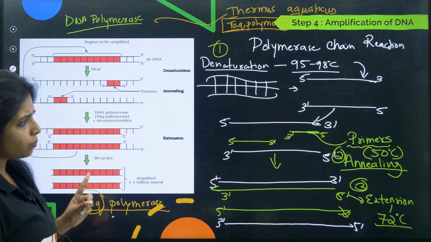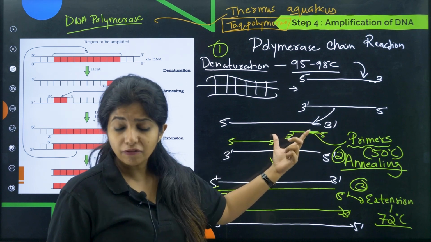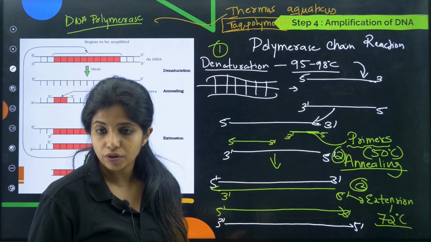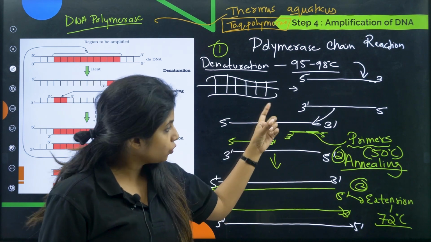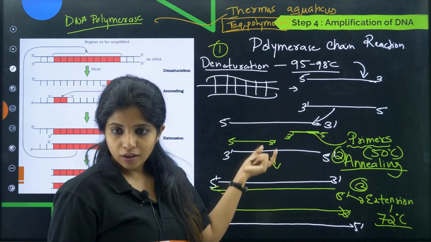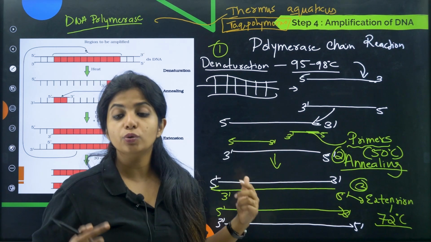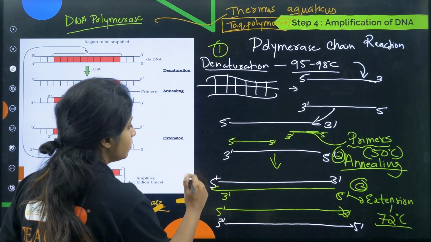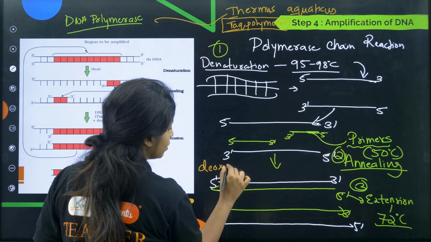Now one very important thing, I have put primers. Apart from primers, what do I need for extension, children? What do I need for extension? So you know there should be bases coming here, and bases are a part of nucleotides, so you need nucleotides. So what do you call them? You need deoxynucleotides.